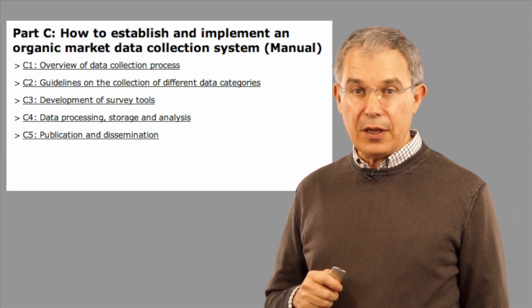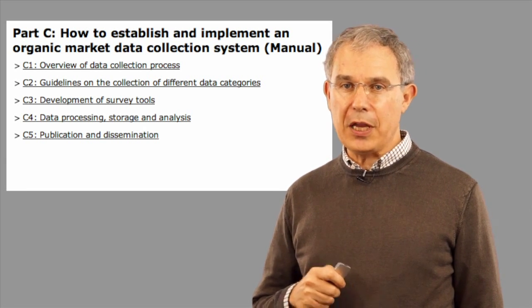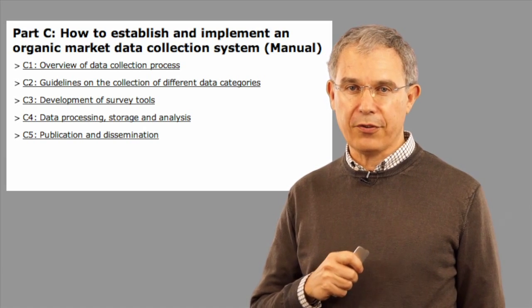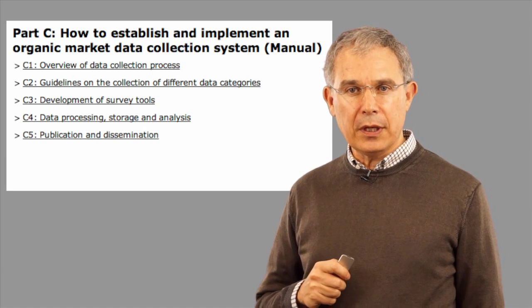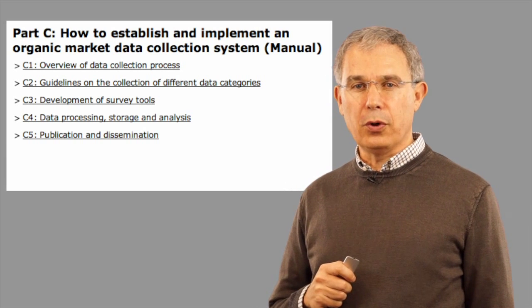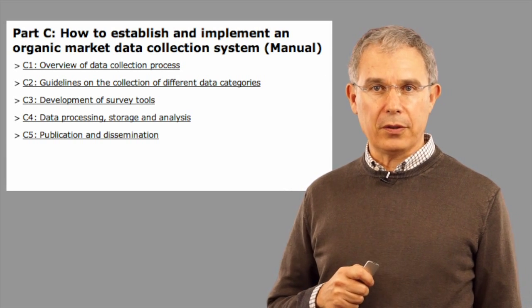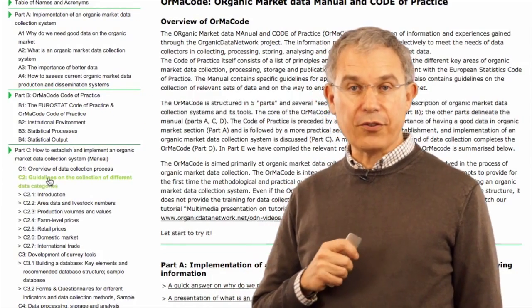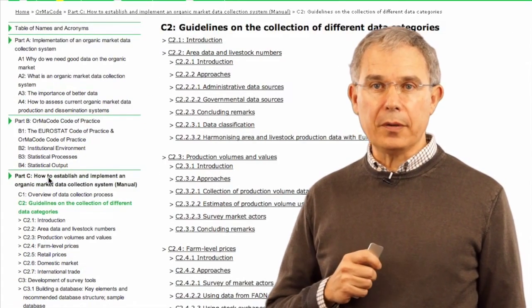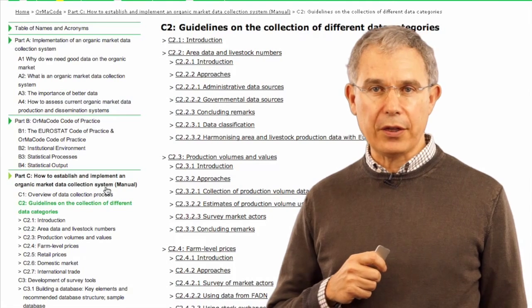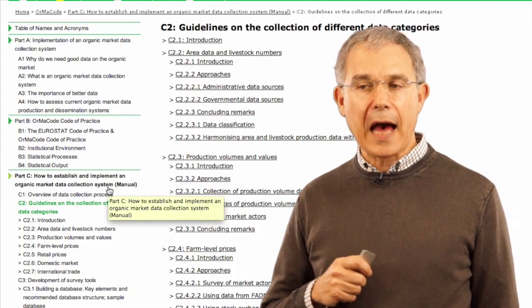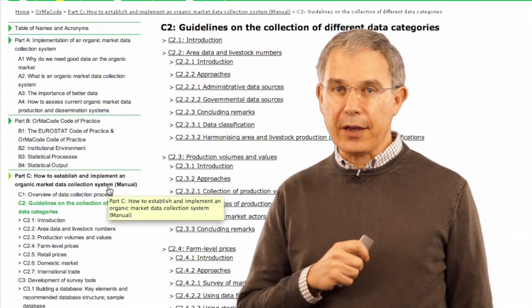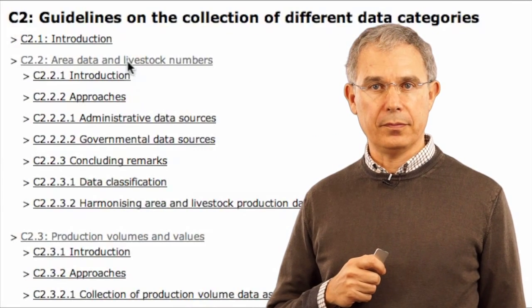Section C is a manual on how to establish and implement an organic market data collection system. This manual has been thought out for current and prospective organic market data collectors. In this section, we start from the Code of Practice principle indicators, and we give practical guidelines on how to collect different kinds of data.